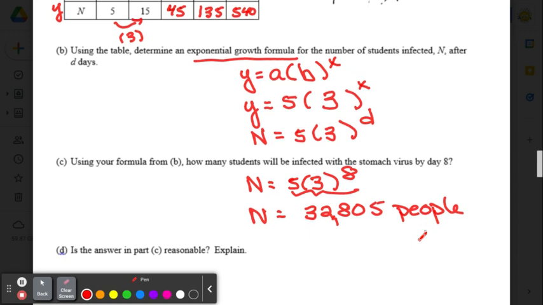Part D, is this answer to Part C reasonable? Explain. So, I guess you could have different opinions, but is it reasonable for almost 33,000 people to have this in our school? No, there aren't that many people in our school.